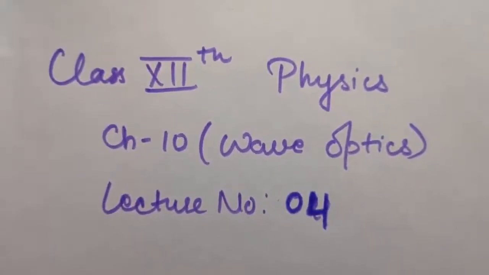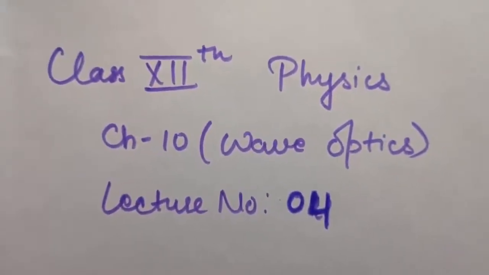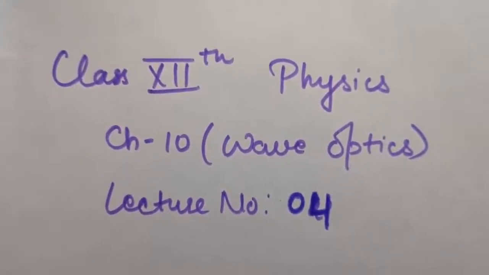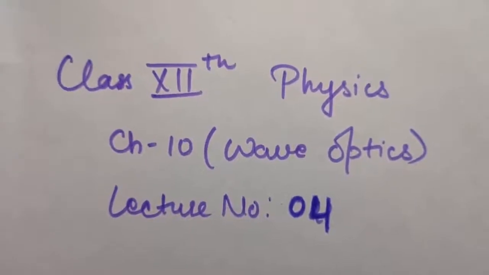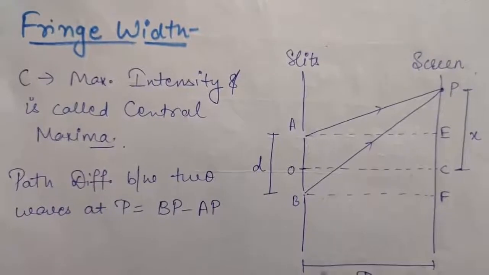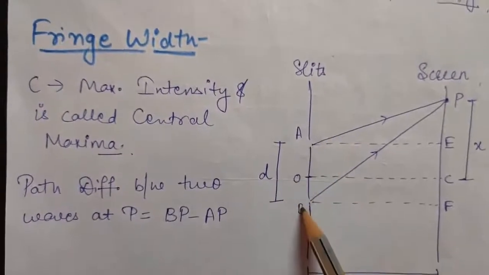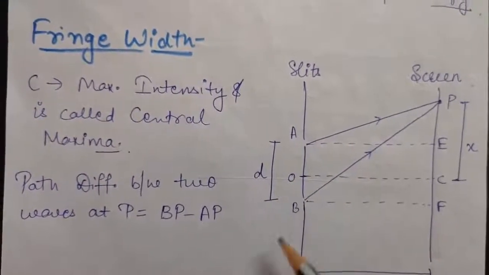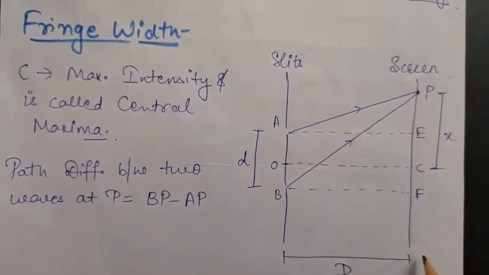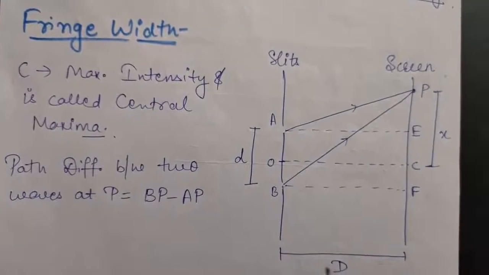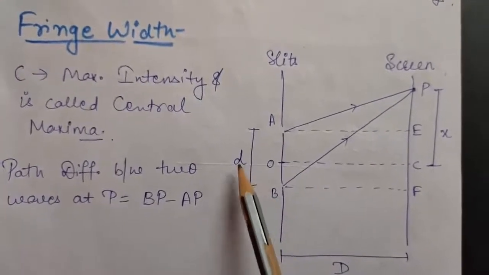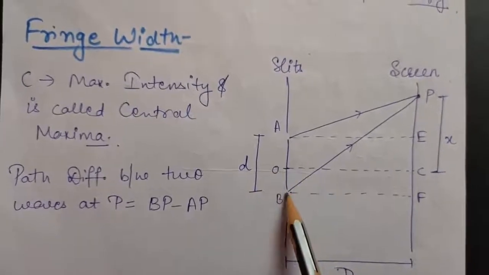So today we will be calculating the fringe width of the fringes which were seen in your interference pattern. So let us start with the fringe width today. To calculate fringe width, let us again consider two slits, that is slit A and slit B, due to which we will be getting an interference pattern on this screen which is placed at a distance of D from these slits. Capital D is the distance between the slit and the screen, and small d is the distance between two slits.